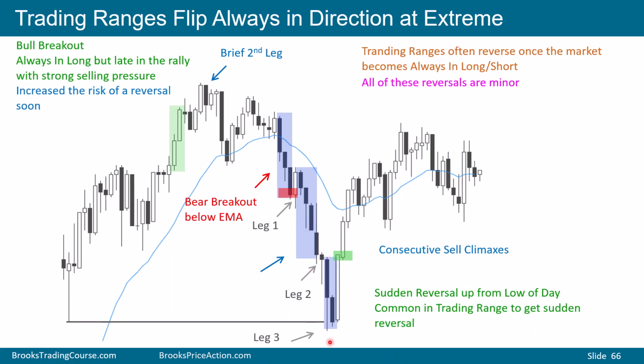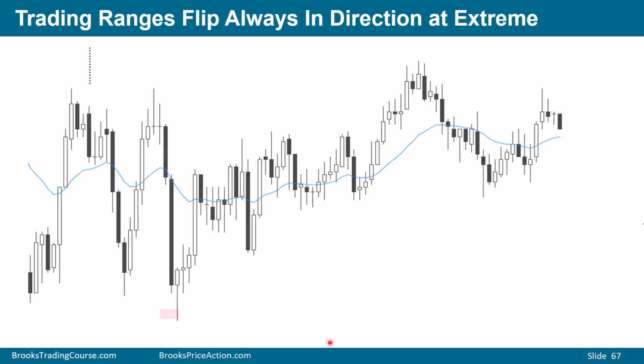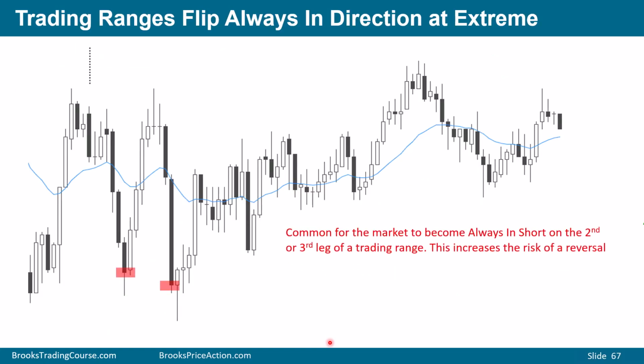Leg 1, 2, 3, parabolic wedge. Trading ranges, they flip the always in direction at extremes. One of the worst things that traders do when they're starting out is they see strong bars and they immediately begin buying closes or selling closes without regard to where the breakout is occurring. They see big bull bars and they buy. They see big bear bars here and they sell.